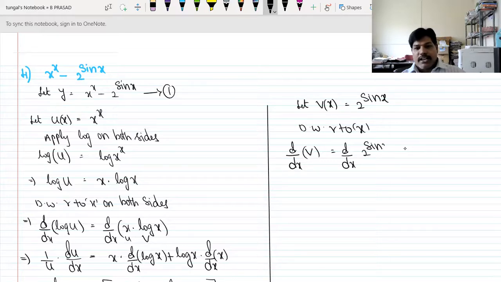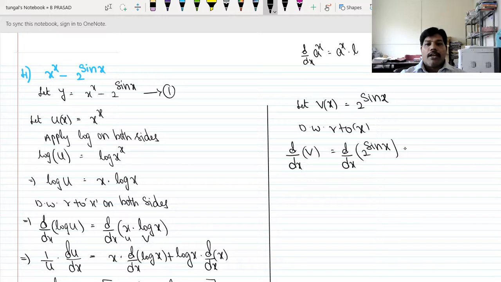2 power sin x. In the previous class, I gave one formula. What is that formula? I will write the formula here. See students, the derivative of a power x: what is the formula? It is a power x into log a. So if a power f of x is there, the same formula applies.